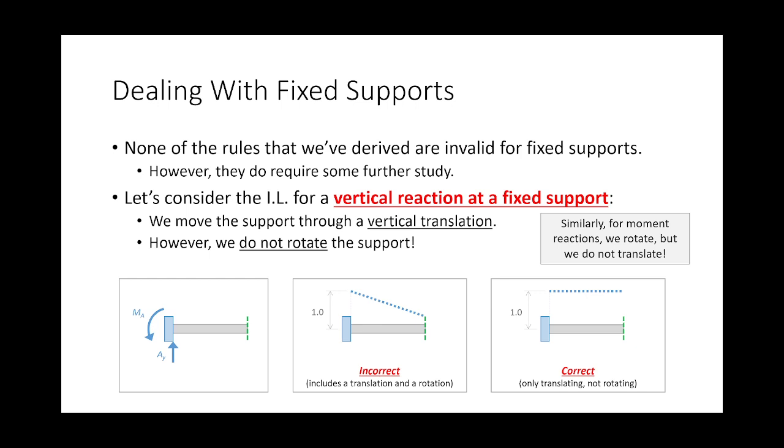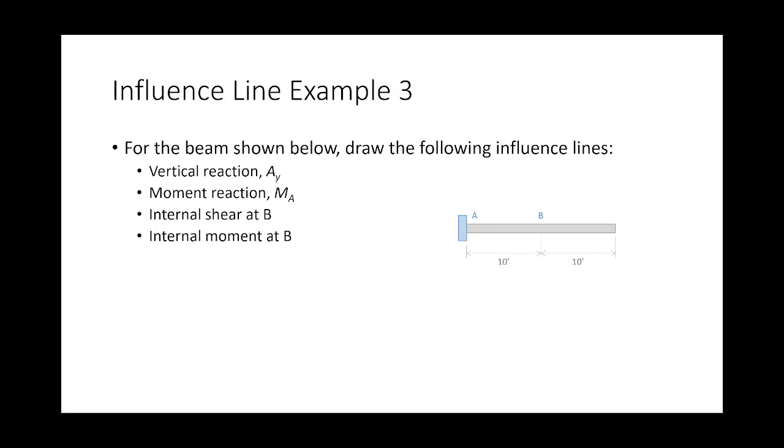So for moment reactions, if I wanted to draw an influence line for the moment reaction, I would remove from the structure the ability to resist that moment, and I rotate it, but I don't translate it. So for the moment reaction, it would just do that. But it wouldn't move, it would just do that. Does that make sense? Let's do the influence line for this beam. It's just a cantilevered beam. We're going to do the vertical reaction, and we're going to do the shear and moment too. We're going to do that because why not?